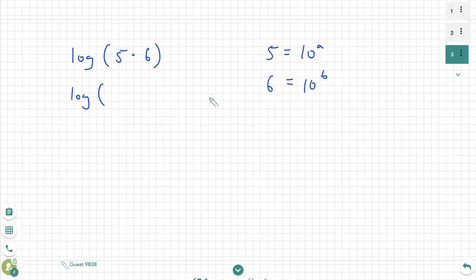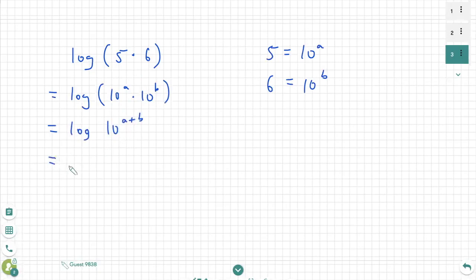So then instead of writing 5 times 6, I'll write log base 10 of 10 to the a power times 10 to the b power. Does that make sense? Now notice I have 10 to the a times 10 to the b. What's going to happen there? That would end up being 10 to the a plus b. So log base 10 of 10 to the a plus b.